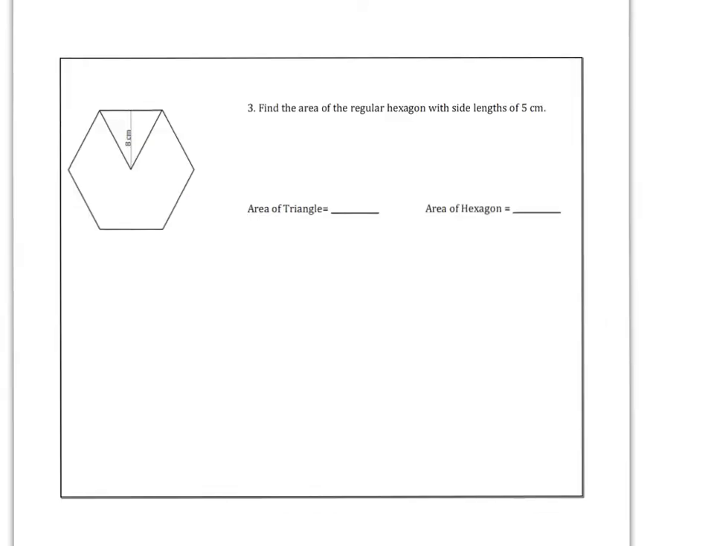So think back to middle school, maybe even elementary school. You might have been given a problem like this before where it says find the area of the regular hexagon with side lengths of 5 centimeters. Well, hexagon has 6 sides and it's regular, which means all the sides are the same length. So if one side is 5 centimeters, all the sides are 5 centimeters, all the way around. They want you to find the area of this regular hexagon.